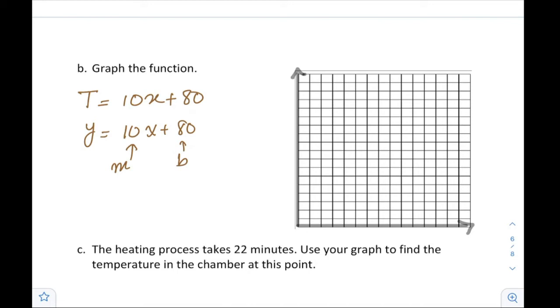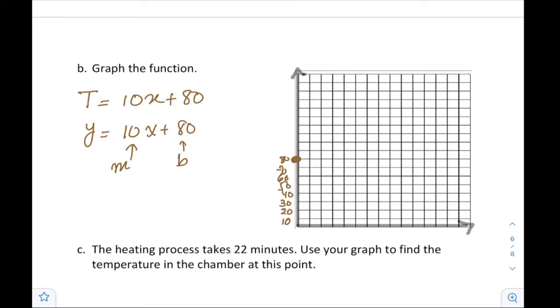Okay, the y-intercept here is 80. So I will make it 10, 20, 30. I changed the scale. So this is the starting point. It's 80.